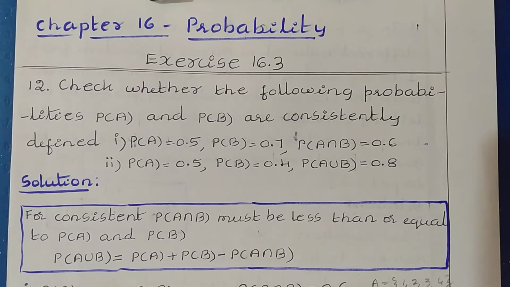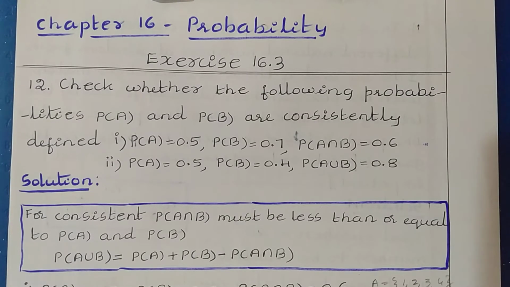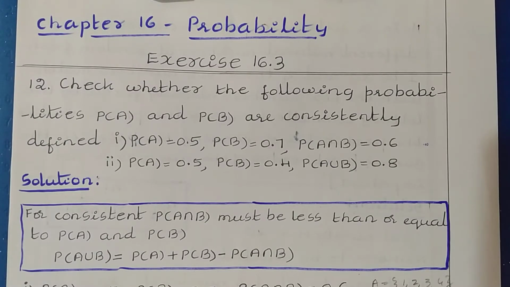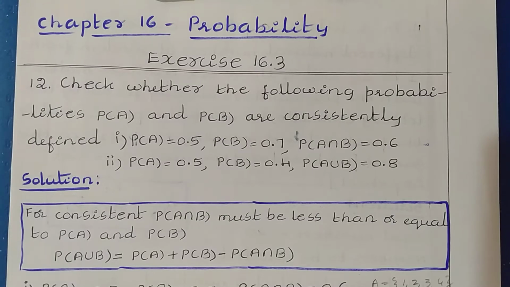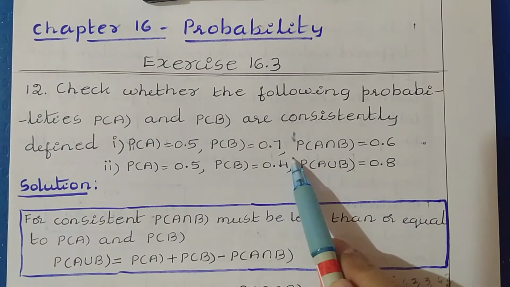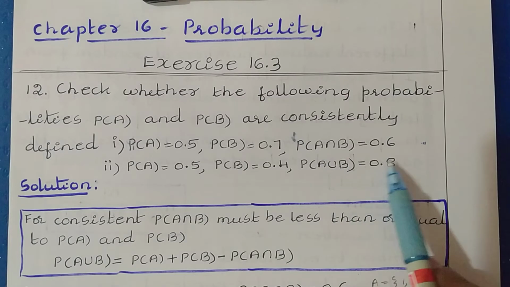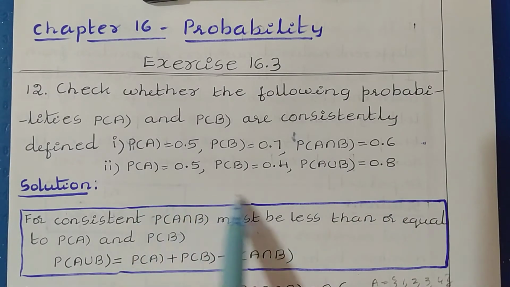In this video, we are going to learn Class 11 Mathematics, Chapter 16 Probability, Exercise 16.3, question number 12 to 15 solution. Question number 12, check whether the following probabilities P of A and P of B are consistently defined. P of A is equal to 0.5, P of B is equal to 0.7, P of A intersection B is equal to 0.6. Then we have the second problem.